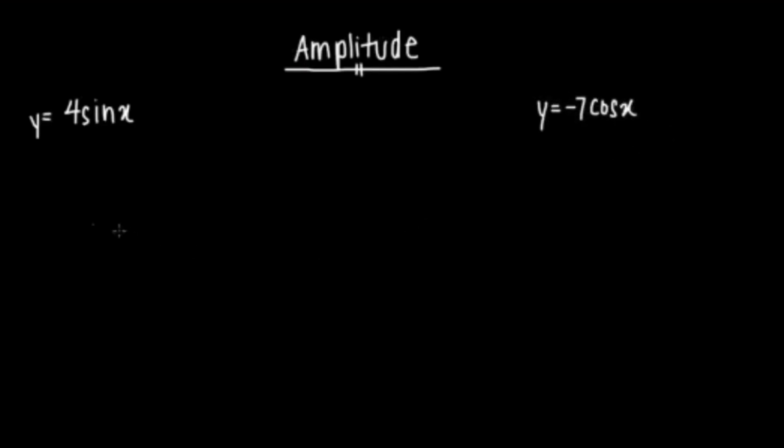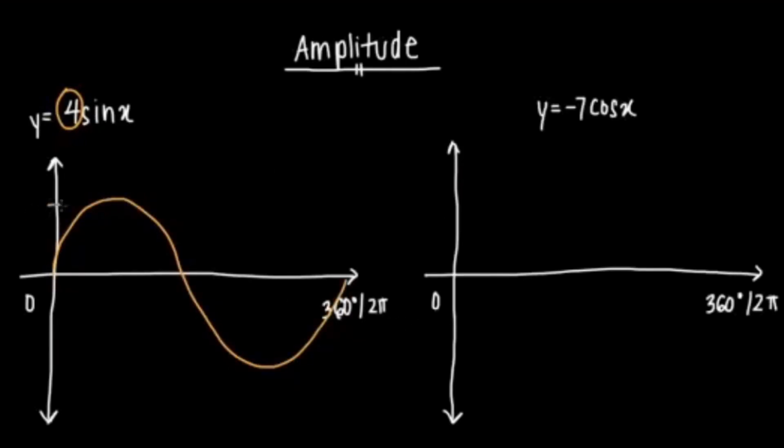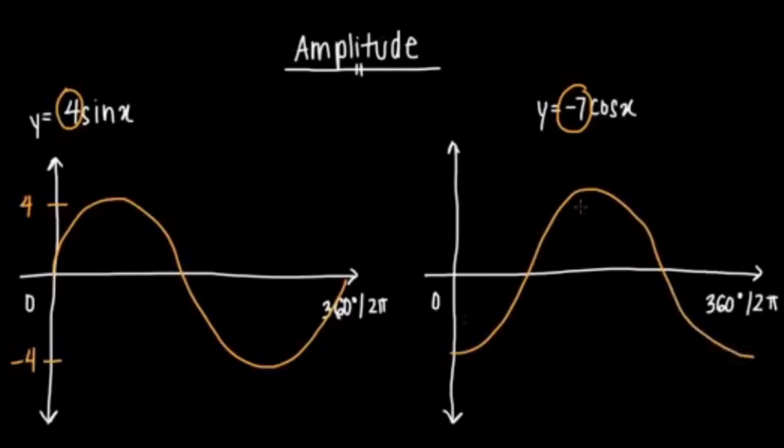So now let's talk about amplitude. Like I said, amplitude determines the height of your maximum and minimum point. So let's say our y equals 4 sine x and our y equals negative 7 cosine x. Okay, so our amplitude is 4. So that means the maximum and minimum point is 4. So you have to mark it on your graph. And here our amplitude is negative 7, so our graph will go from down to up and then down. And our maximum and minimum point is 7 and negative 7.